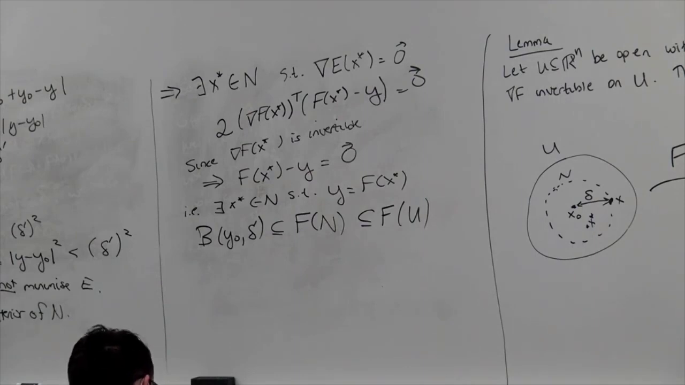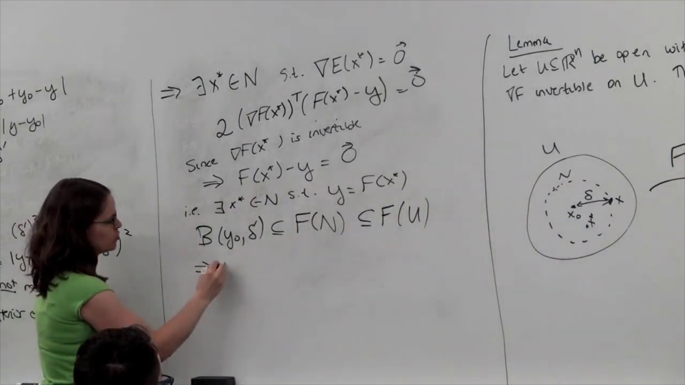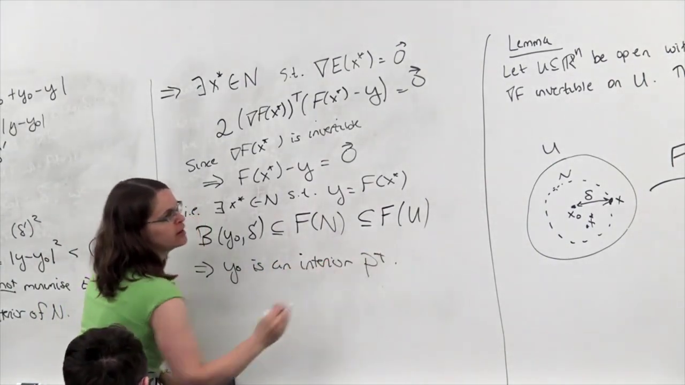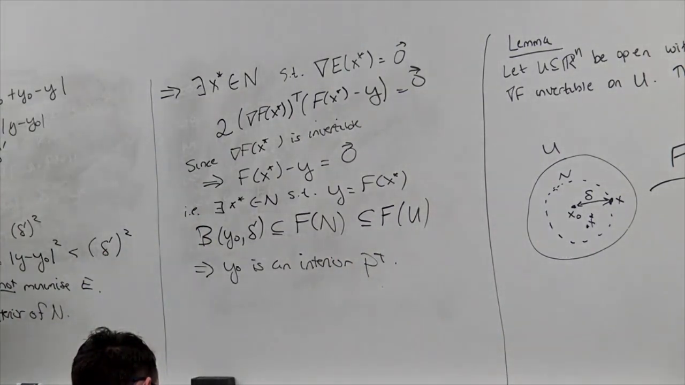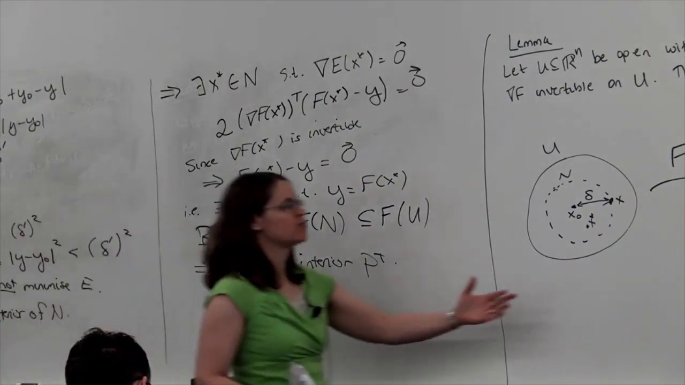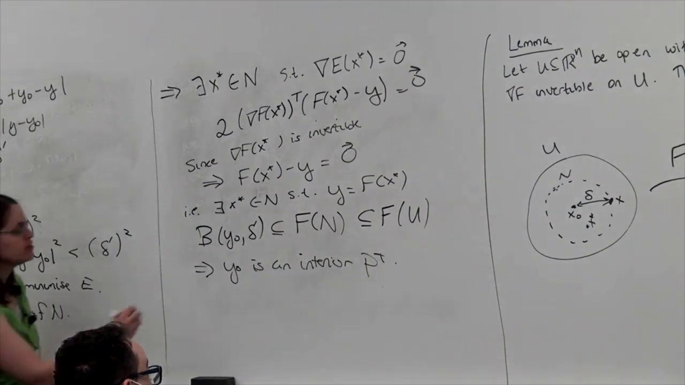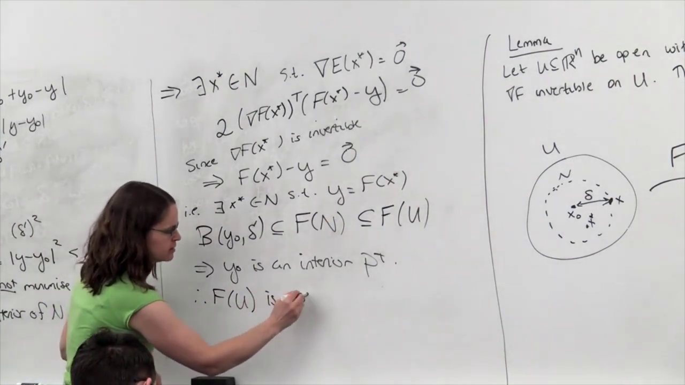So this means that this guy was an interior point. That's the definition of an interior point that we've been chasing. So y naught is an interior point. And again, there was absolutely nothing special about y naught. Y naught was just a generic point in this set, which I drew in the middle of the set just to give me room to draw lots of big neighborhoods around it. But I could have drawn it absolutely anywhere in here that you like. That doesn't matter. So since y naught was a generic point, indeed f of u is an open set.